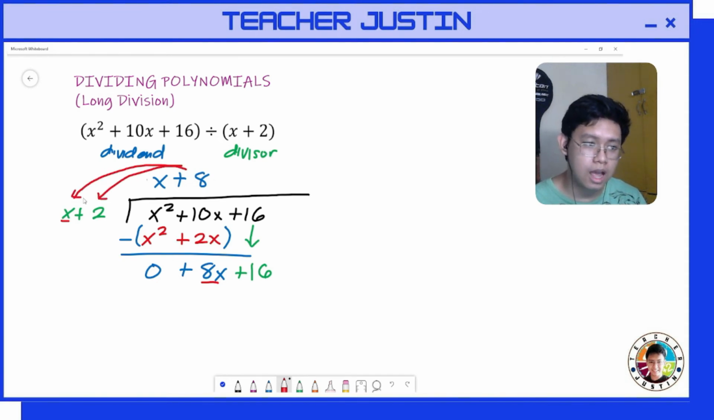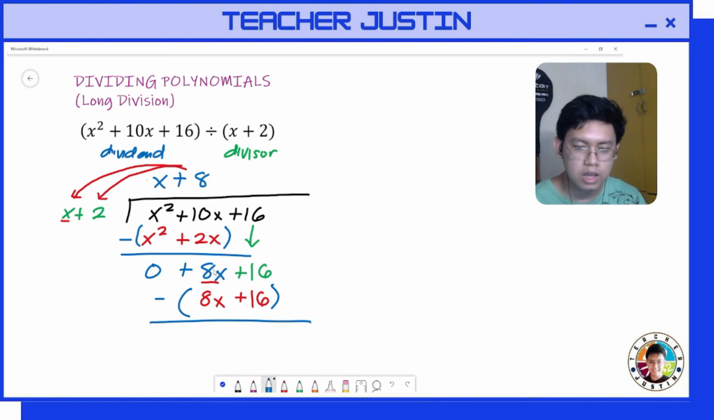So, 8 times x, that is 8x. 8 times 2, that is 16. Positive 16. Then, let's subtract. So, let's subtract. Don't forget to place the parenthesis. So, 8x minus 8x is 0. 16 minus 16 is also 0.